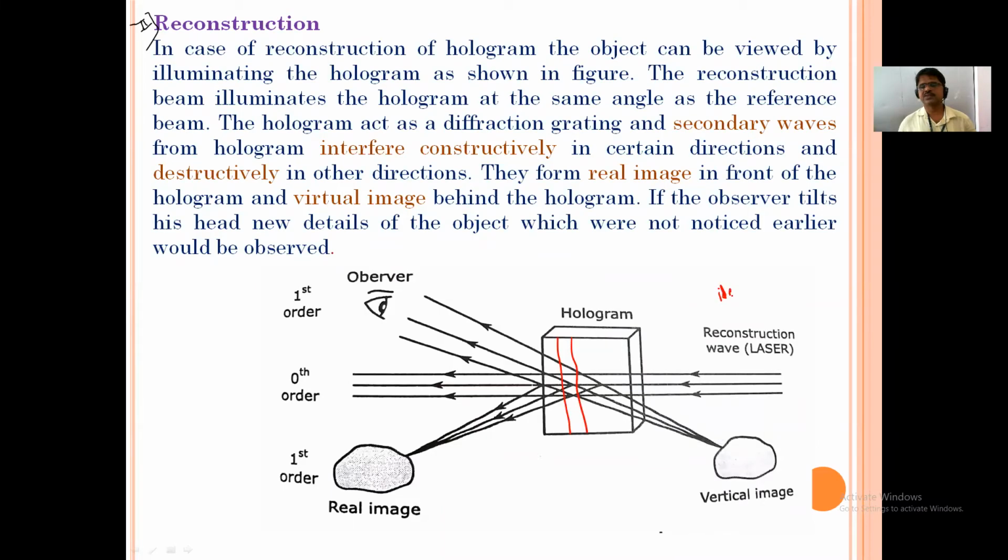कशाची identical असतो? Identical with reference beam. Then we are getting two images. One image in front of this hologram, we are getting real image, and behind this hologram, we are getting virtual image. And by tilting our eye in different directions, different views of the object are observed.